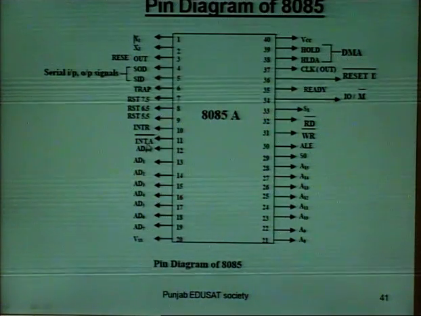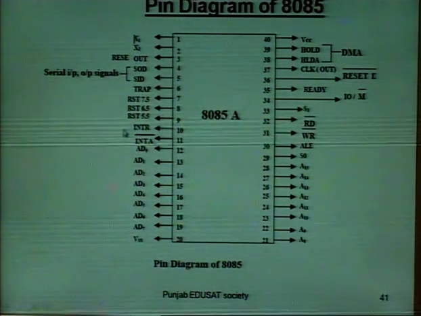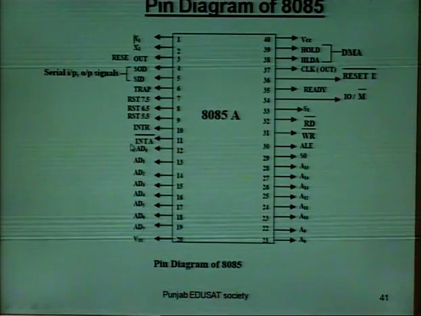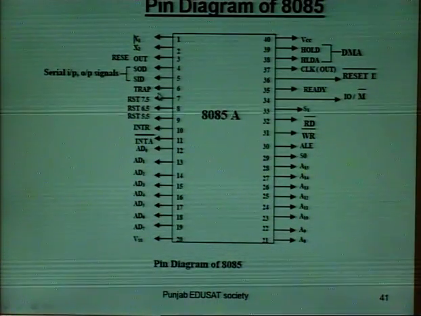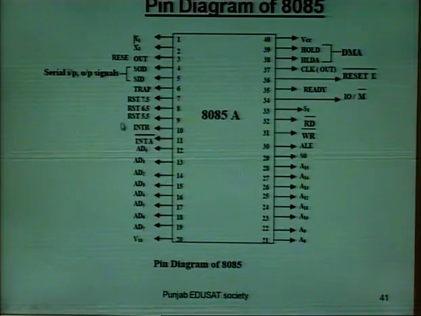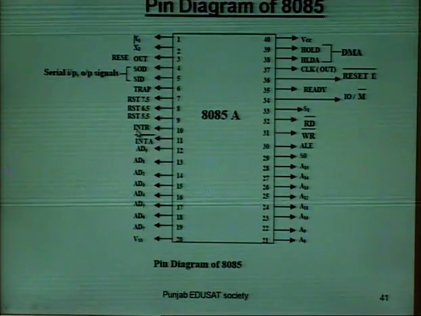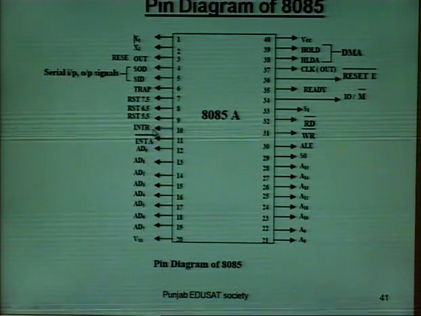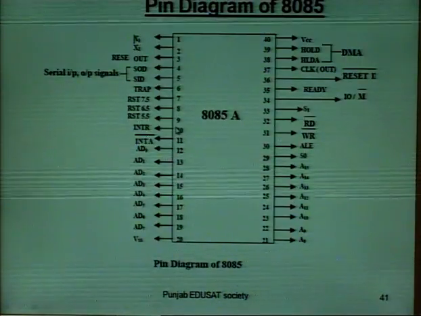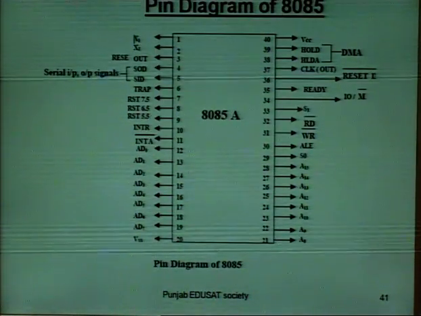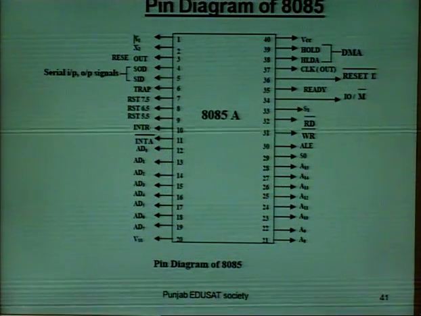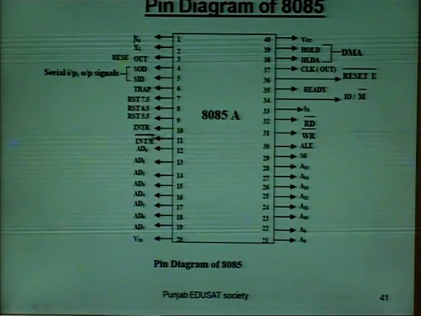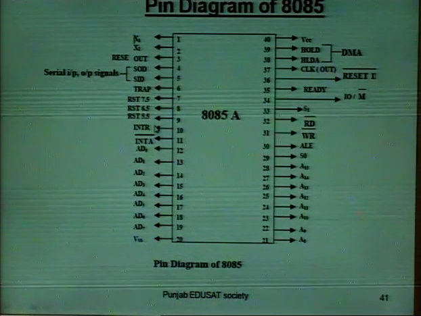Interrupt acknowledge: whenever 8085 receives an interrupt, it sends an output signal, that is the interrupt acknowledge signal. Trap is non-maskable; all other interrupts, the 4 interrupts, are maskable. Then we have interrupt request, INTR. It is of the lowest priority. The INTR can be enabled or disabled by software.